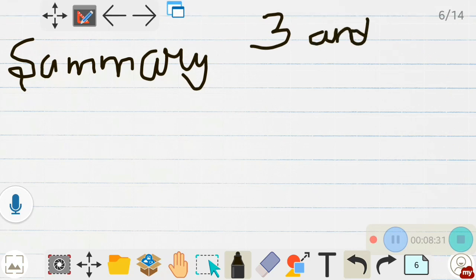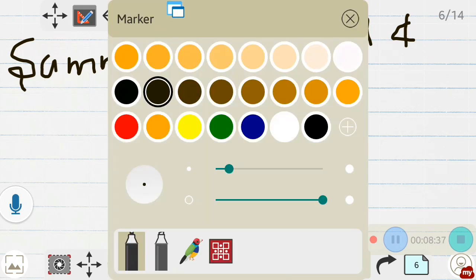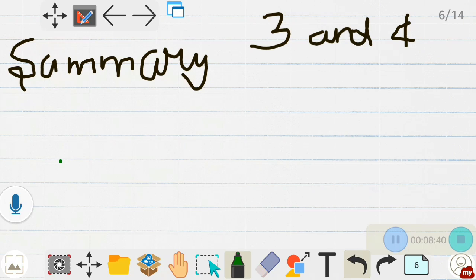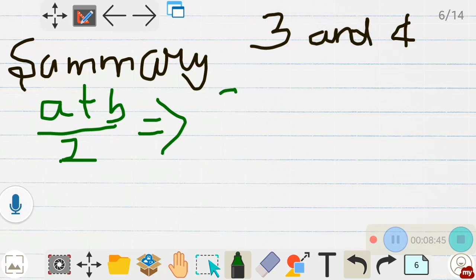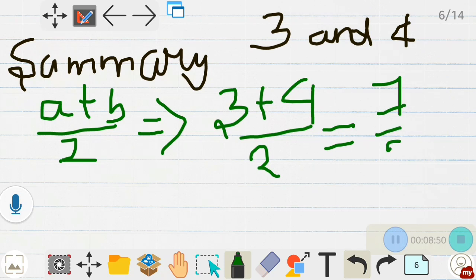In this video we have learned about finding rational numbers between two numbers. The summary is that by the first method we have a formula. If we want to find a rational number between 3 and 4, then by the first method we have the formula a plus b by 2. We apply it like this: 3 plus 4 by 2, and then we get 7 by 2 as a number between 3 and 4.